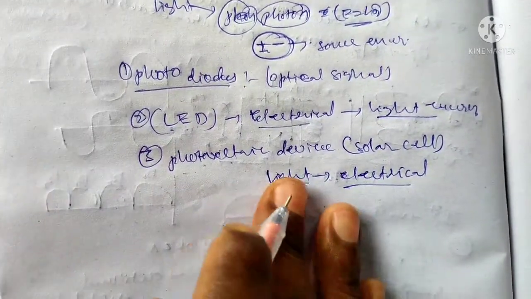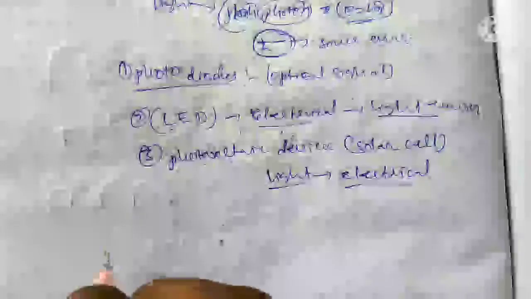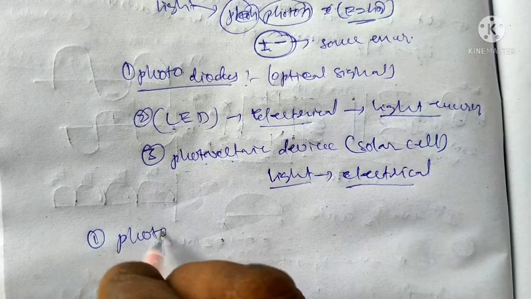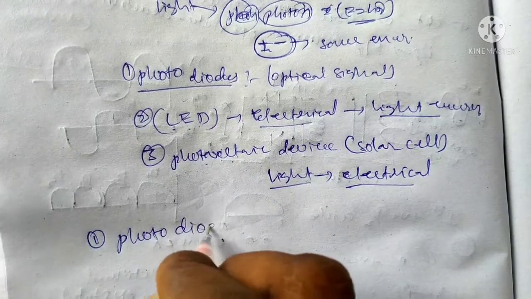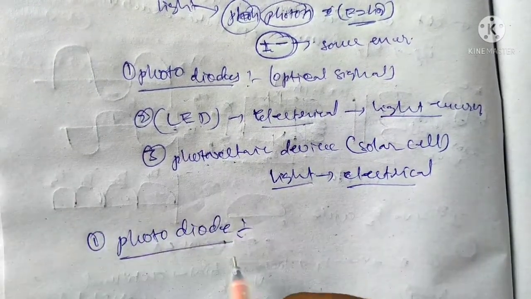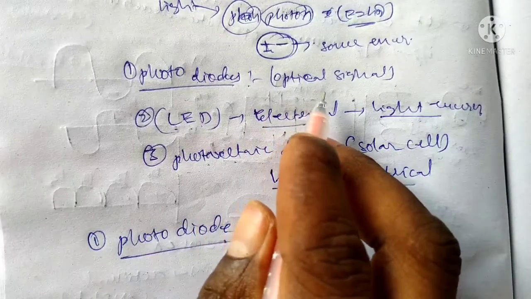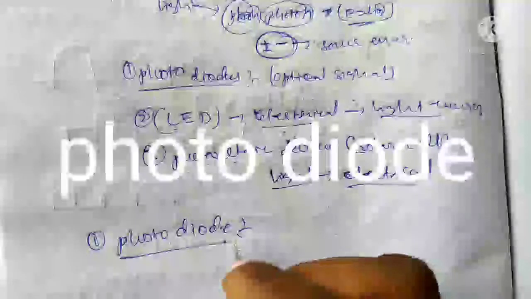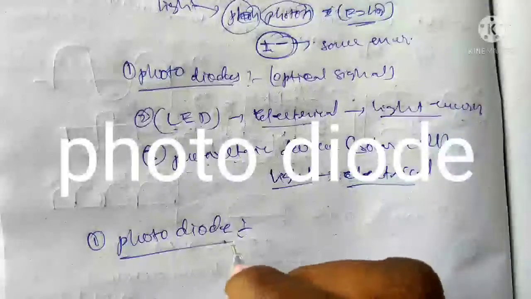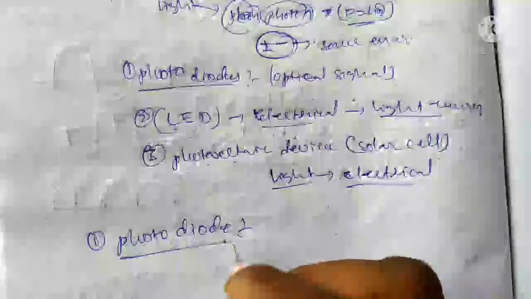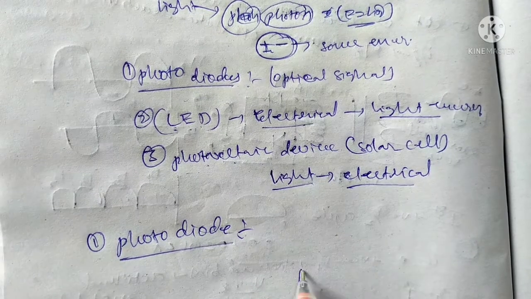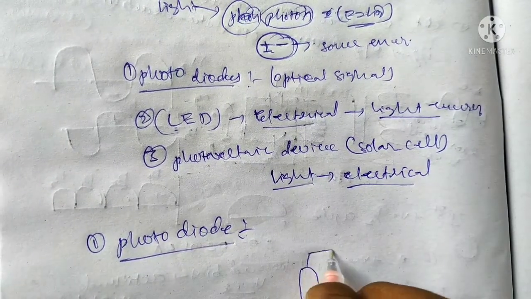Now we discuss the photodiode. First one is the photodiode. Photodiode is nothing but a device for optical signals; it can detect the optical signal. A photodiode is a specially designed PN junction diode. It can be fabricated with a transparent window for light.